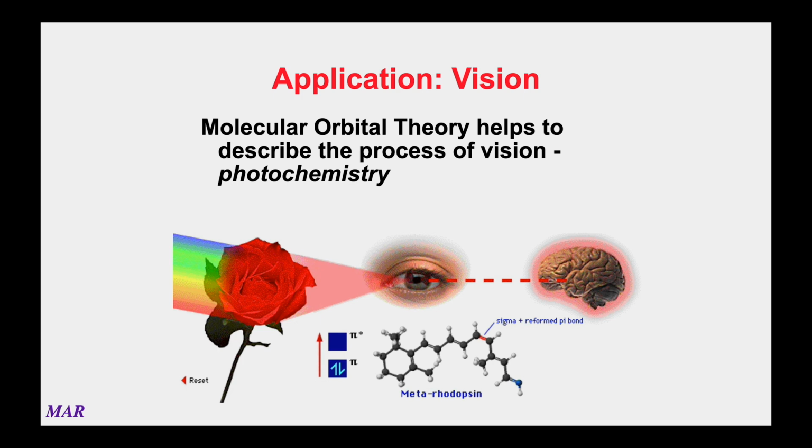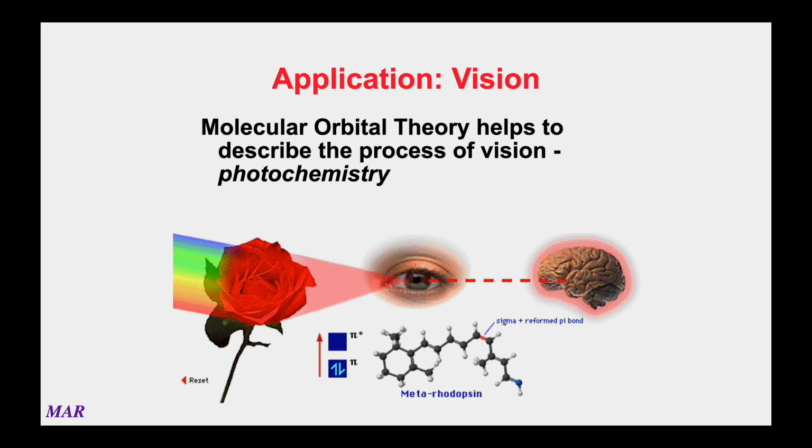This is a really cool use of molecular orbital theory, and it helps us to understand the process of seeing red. When your eye sees red, the light comes in, and it's apparently the perfect wavelength and energy to make one of the pi bonds in rhodopsin, this chemical, break apart.